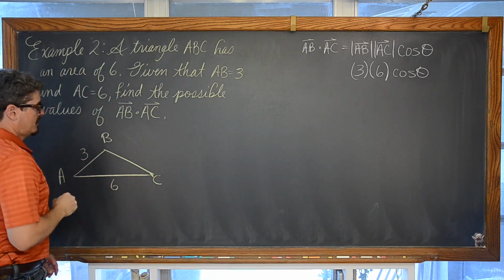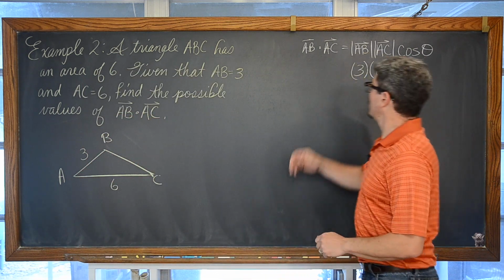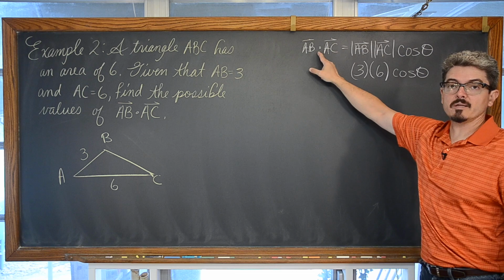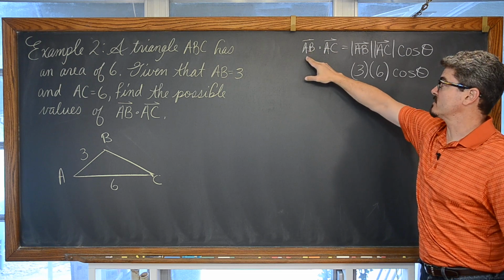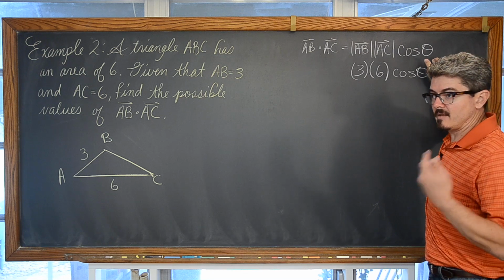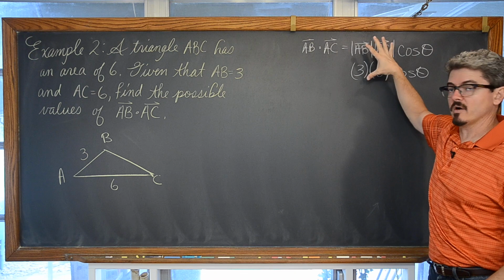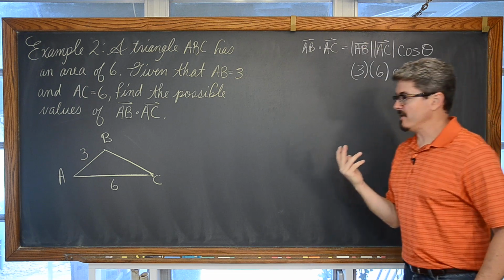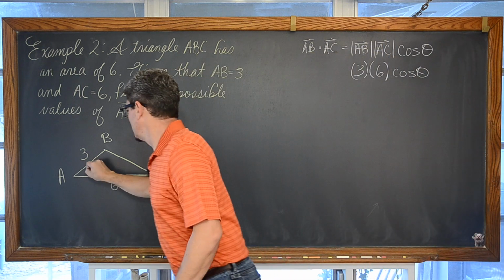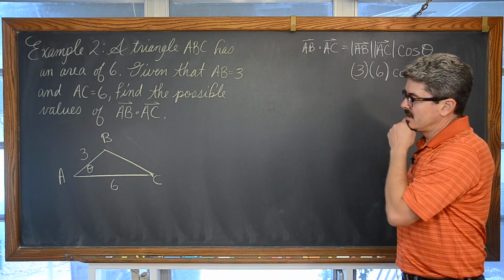Now, if we're looking for the scalar product between vector AB and AC, we have everything except for the cosine of theta. And that means that theta, if we're going to find the cosine of theta for the dot product, has to be between the two vectors. So this is our theta. We're not looking for angle B or angle C. We're looking for angle A.